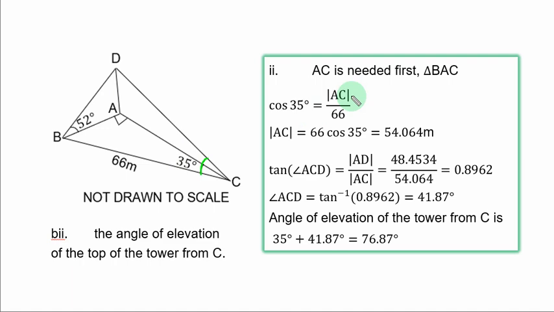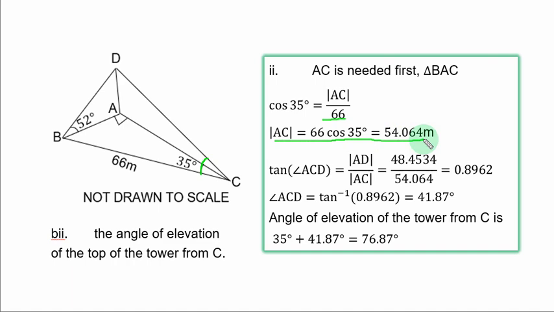So if we look at triangle BAC, we have cos 35 degrees is equal to AC. From here now, using this angle, AB is opposite, AC adjacent, and BC is hypotenuse. So you have adjacent AC over hypotenuse 66. So AC is equal to 66 times cos 35 degrees, and that is 54.064 meters. So we know AC.